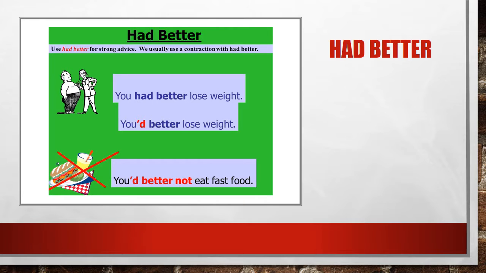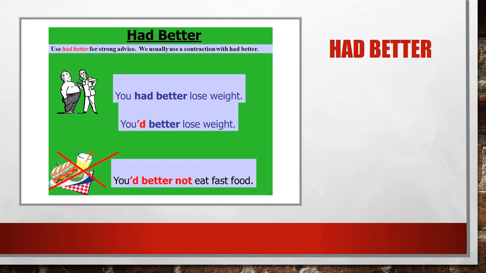Now, another typical structure and a very basic one, even though it doesn't look so basic at first sight, is had better. Now, it looks complicated because the word had is the past tense of have, and better is a comparative, but here, for some reason, we're not comparing anything and we're not referring to the past. We are just giving a suggestion. And when you say you had better lose weight, what it basically means is más vale que in Spanish, right?